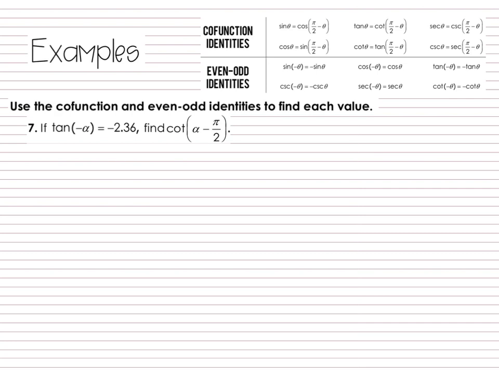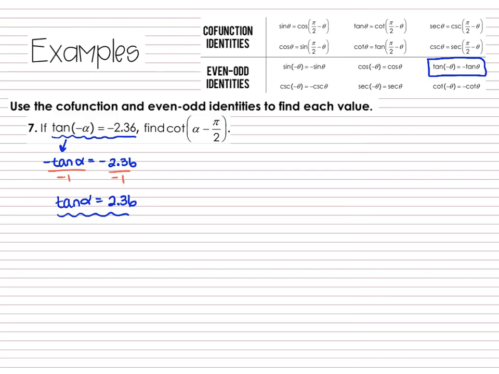Number 7 is similar to number 6. We're going to take what we have and try to make it a little more simple. Right away, we're given the tan of negative alpha, that's our Greek letter alpha, is equal to negative 2.36. So I'm going to come up to my even-odd identities and use this expression, that the tan of negative theta is equal to the negative tan of theta. So I'm going to rewrite this as negative tan of alpha equals negative 2.36. Again, I'm going to divide both sides by negative 1 to get that the tan of alpha is equal to 2.36.